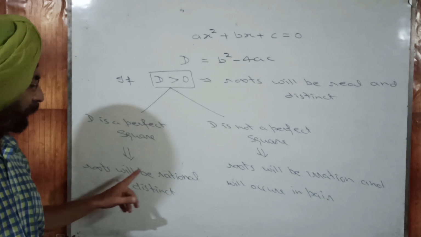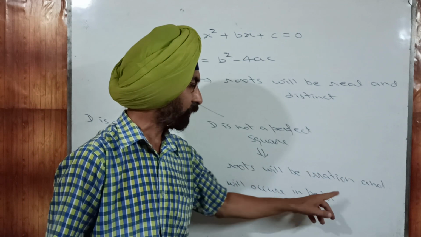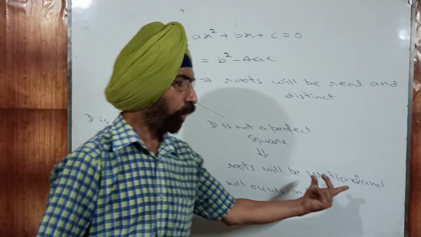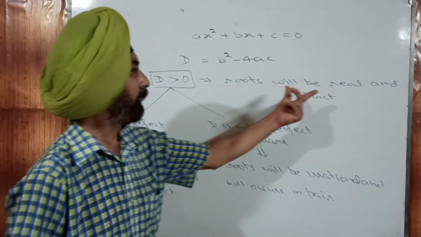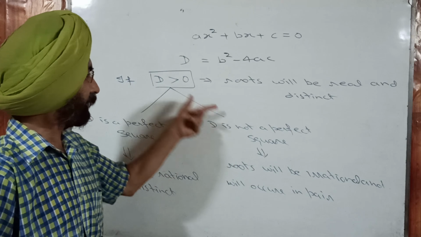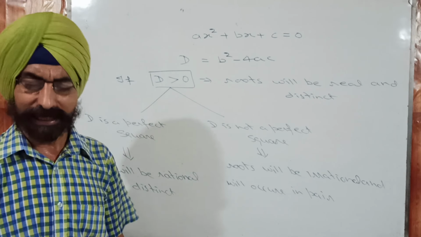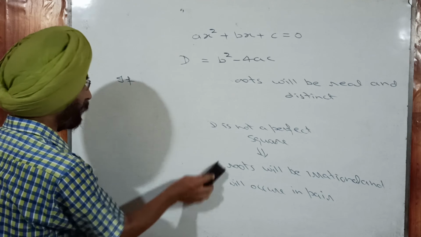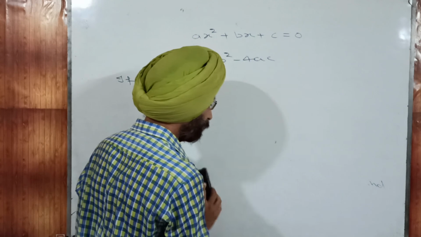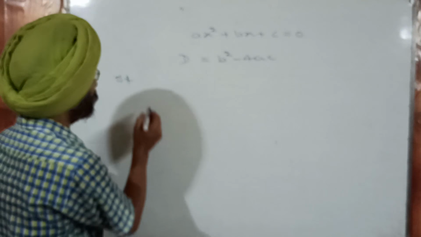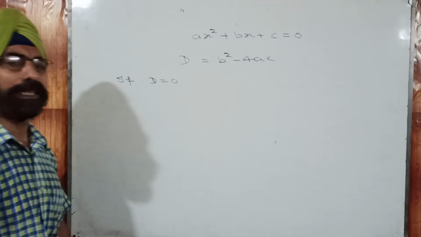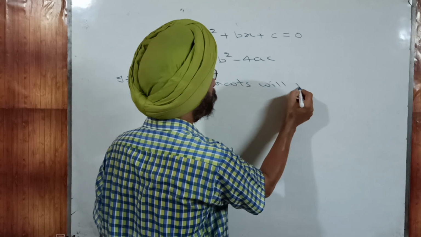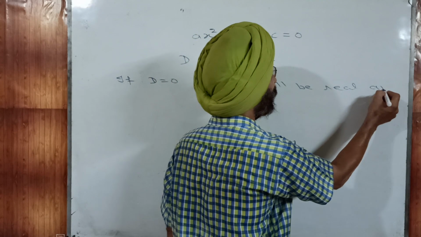In the first case, roots are rational. In the second case, roots are irrational. But whether rational or irrational, they will be real. So these two are the sub cases of the case D is greater than 0. Then we'll move on to the second case when the discriminant is 0. If D is 0, then roots will be real and equal.